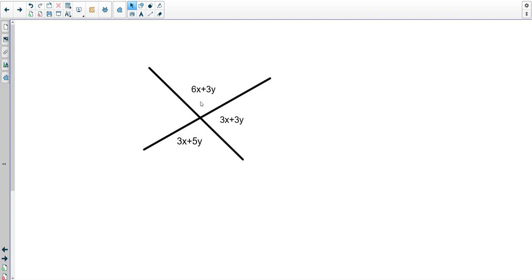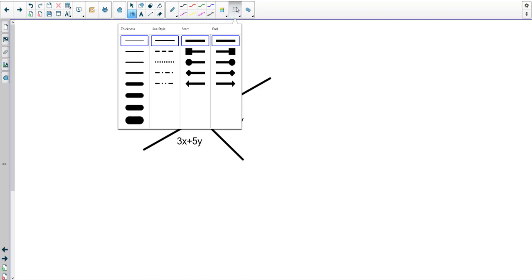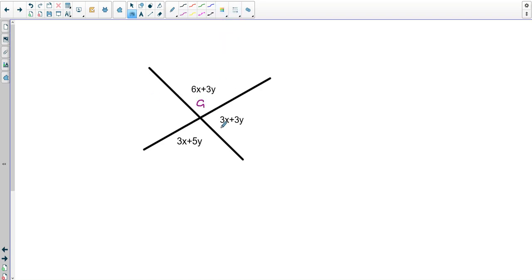So if I'm looking at this angle here, we'll call this angle A, we'll call this angle B, we'll call this angle C. So I know that angle A plus angle B equals 180 because they're a linear pair. I also know that angle A is equal to angle C because they're vertical, right? This is a linear pair, and this is a vertical angle relationship.